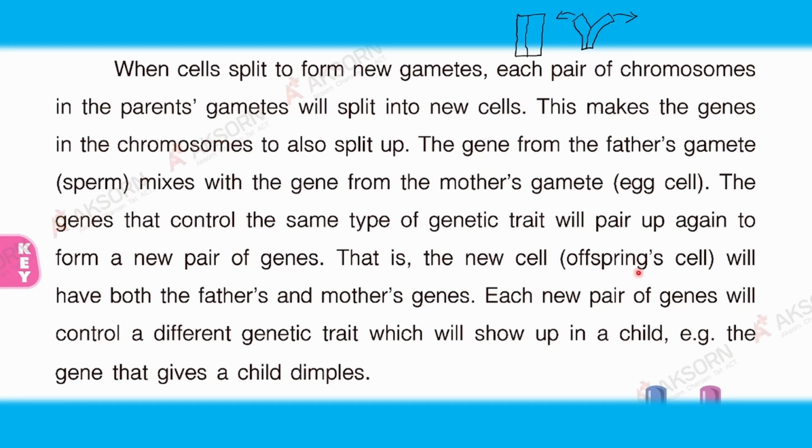So offspring is the children. It's another word for your children. Each new pair of genes will control a different genetic trait which will show up in a child. Example, the gene that gives a child dimples. Later we will see a picture of what dimples are.